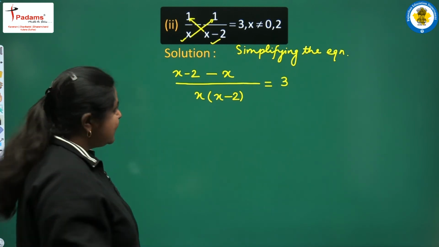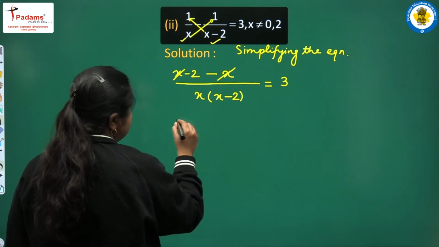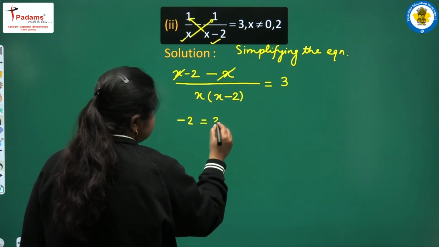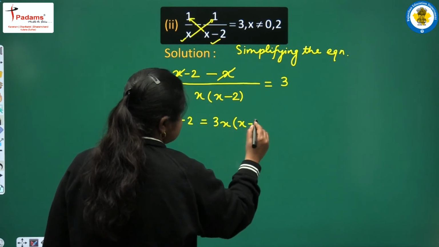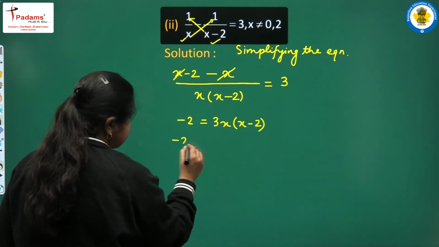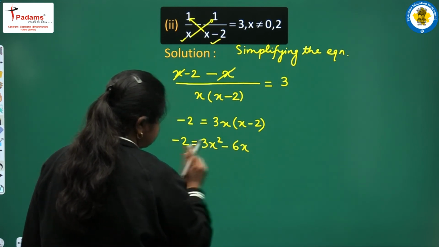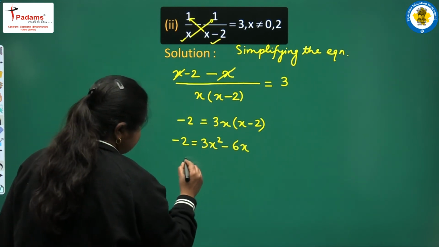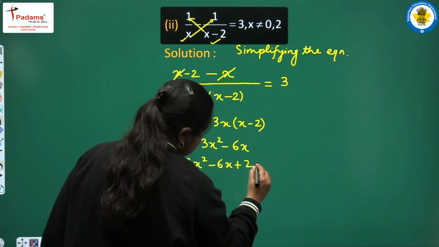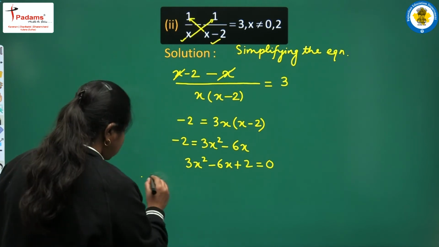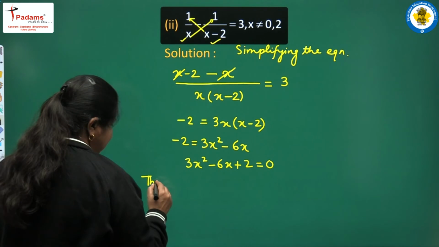Getting the point here? Next x and minus x will be cancelled. We will have minus 2 left here, 3 here, and bring this expression to the RHS, x into x minus 2. Simplify the RHS, you will get it 3x square minus 6x. इस minus 2 को भी RHS में ले जाते हैं तो हमें मिलेगा 3x square minus 6x plus 2 equal to 0. Now, this is a quadratic equation.